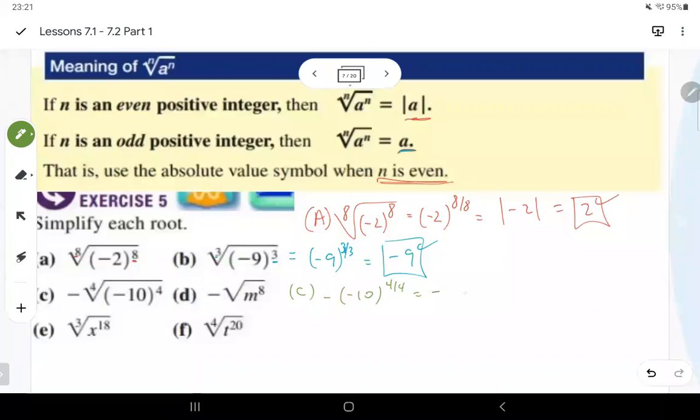Here we would do the negative of the absolute value of -10, which is still going to give us a -10 out.